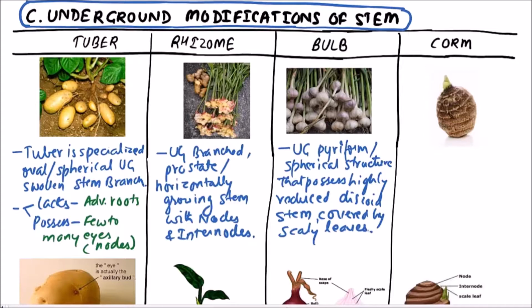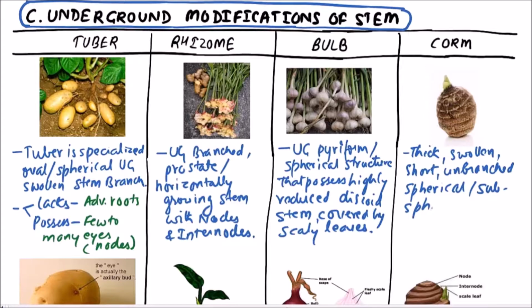Now next one is corm. Corm is a thick, swollen, short, usually unbranched, spherical or subspherical underground stem showing vertical orientation.